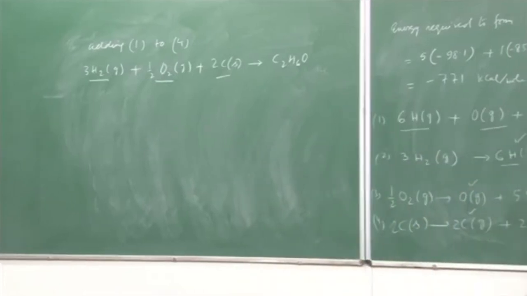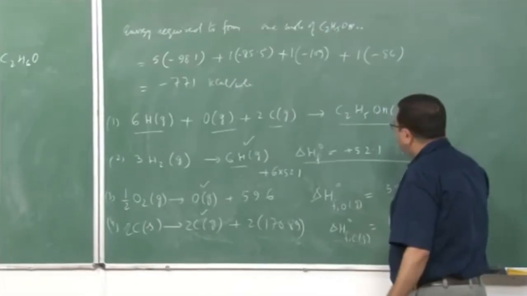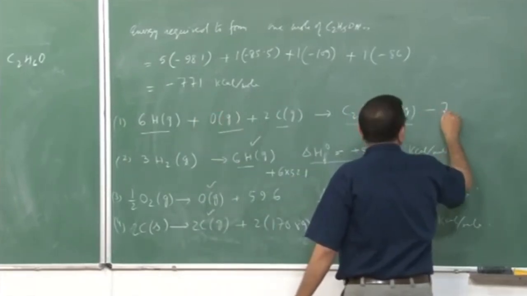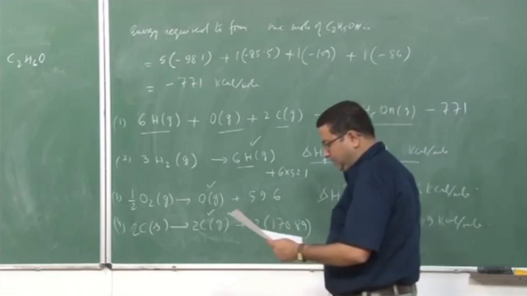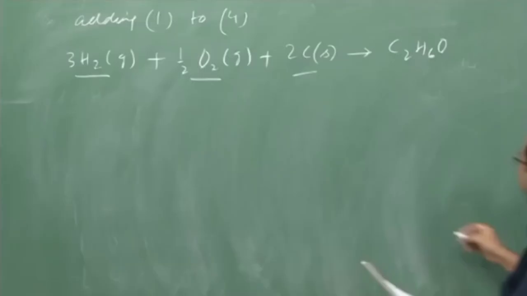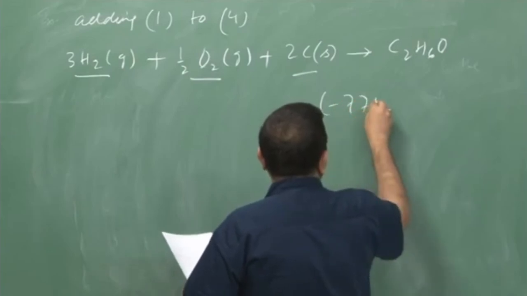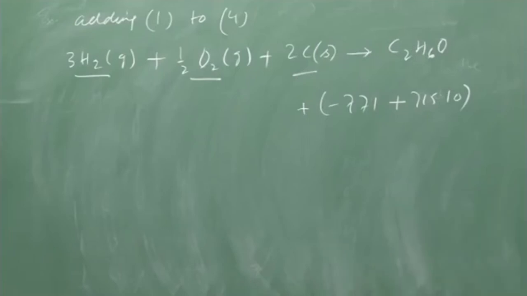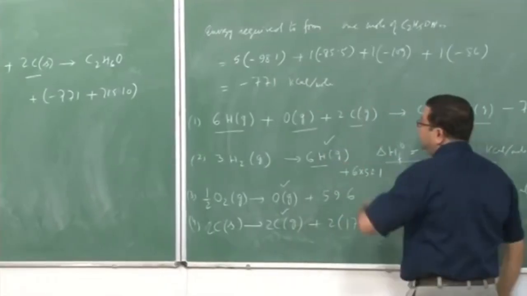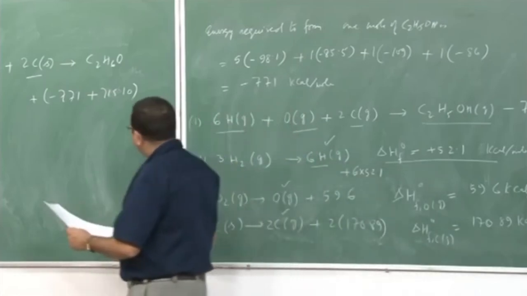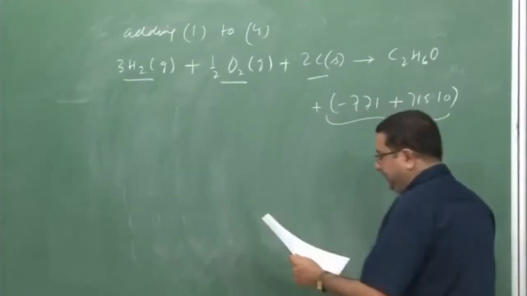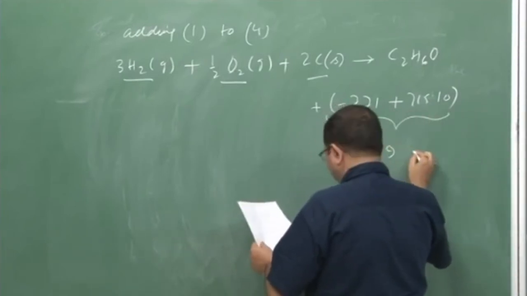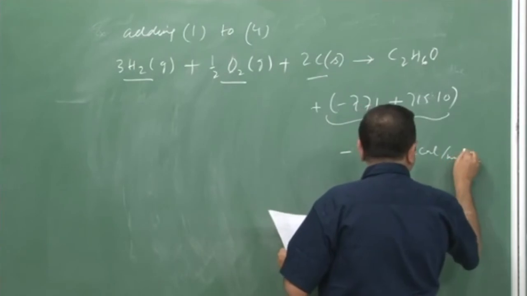Therefore, we can also just do an algebraic summation for all of this. For this reaction, delta H is minus 771. So, if I just add all the heats, minus 771 plus 715.1, that is, if I add the atomization heats, I get 715.1. So, this gives me the total heat of formation for this. This comes out to be equal to minus 55.9 kilocalorie per mole.